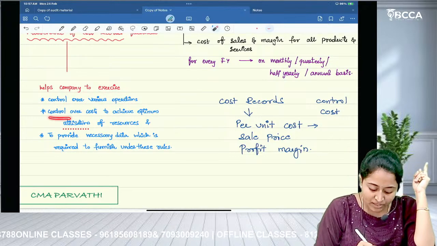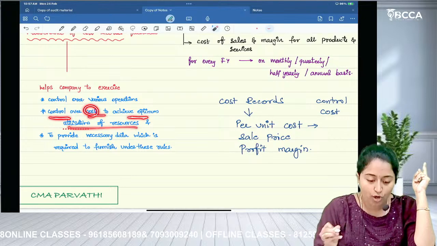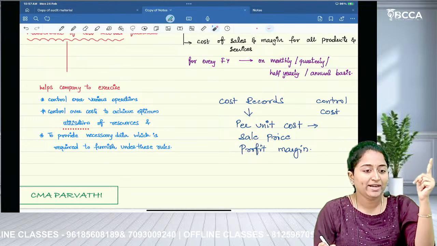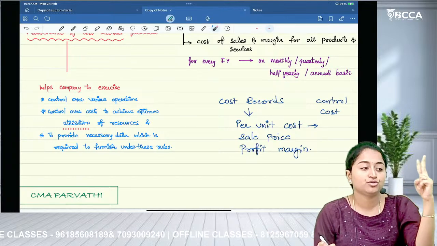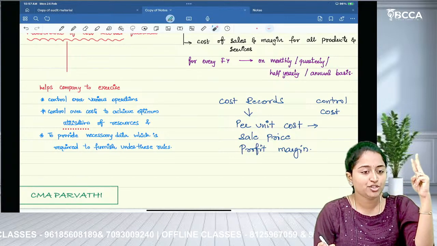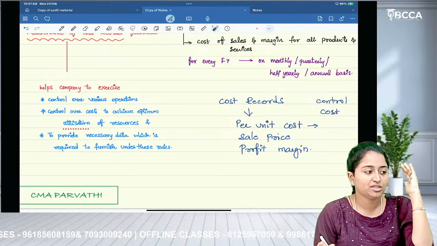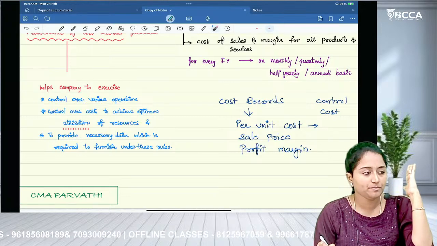Second, control over cost to achieve optimum utilization of resources. I can control cost, and at the same time I'll know how much resources have to be utilized. There should not be overutilization or underutilization. The resources have to be utilized in an optimum way.